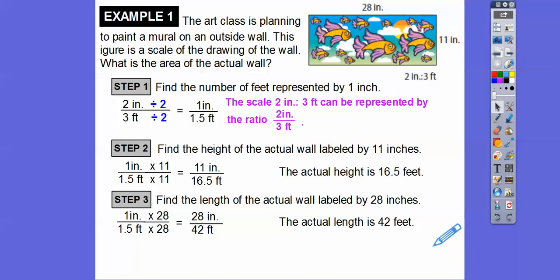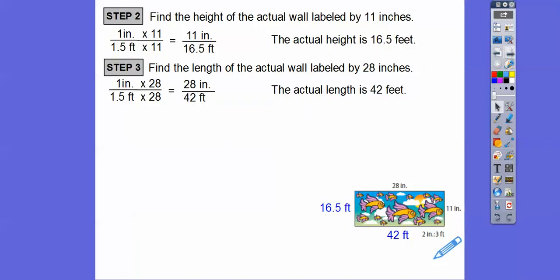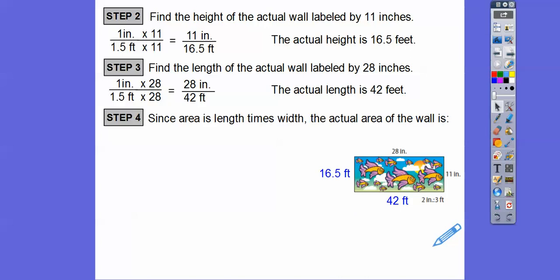Okay, so the final part says what's the area. So area, you guys, is length times width. So we're going to go 42 times 16.5 and get 693 feet squared. Remember, area is always unit squared. In this case, it's feet.